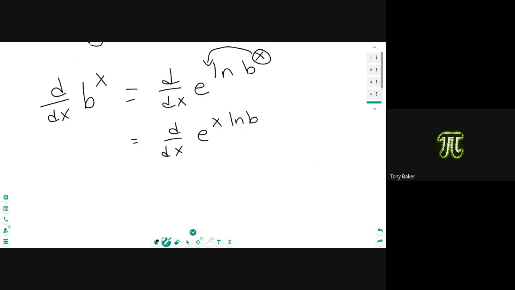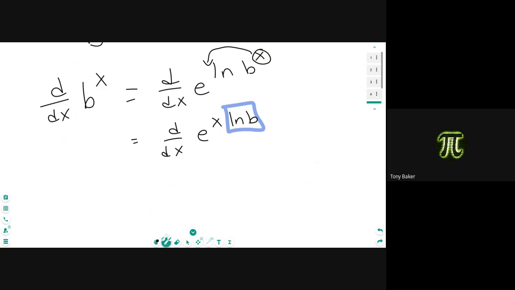All right. Is that a variable or a constant? Because we're not differentiating based on b. We're differentiating based on x. So any other letter is, in all intents and purposes, a constant. So the ln of b is a constant in this respect.